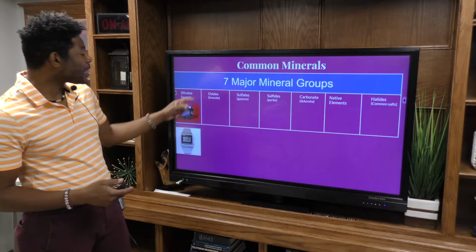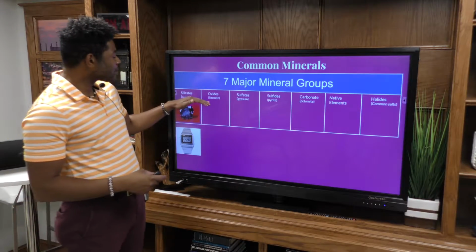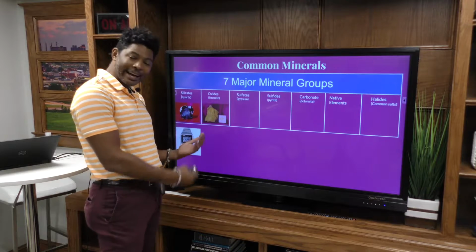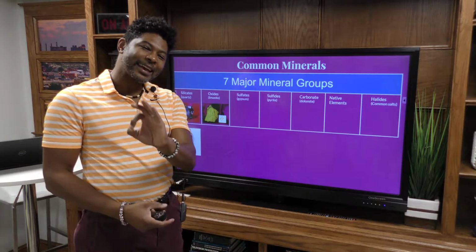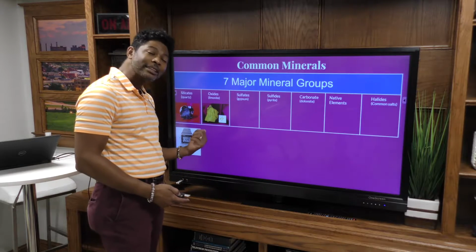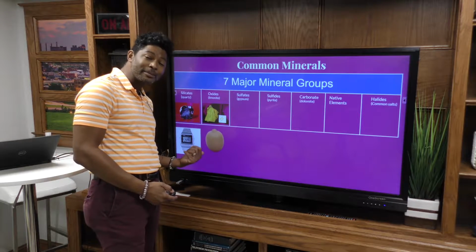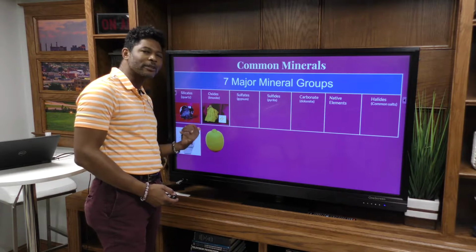Another one would be oxides. Now, this one is called limonite, obviously because of the color. But I think that part of the reason that they called it limonite is it resembles a lemon, but there's no relation.